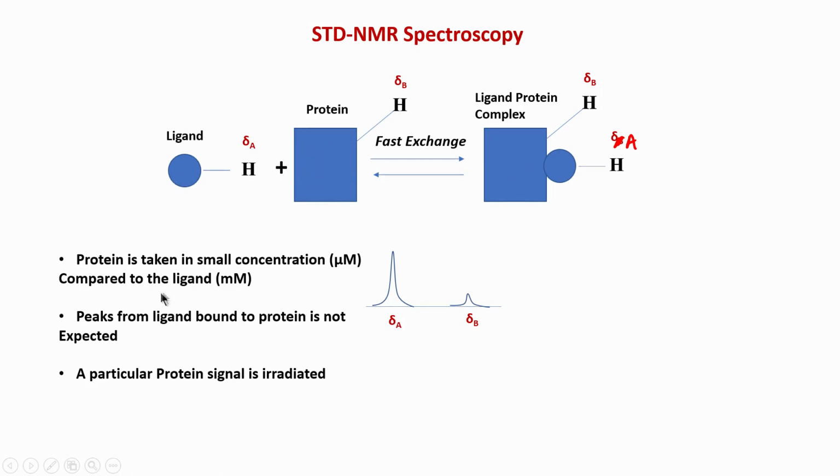Okay. So, now the peaks from the ligand bound to protein are not expected, for two reasons. Number one, it is in a very small quantity. This protein-ligand complex will also be in micromolar concentrations, because the protein itself is only in micromolar. So, this will be equal to the protein or less. That is one reason.